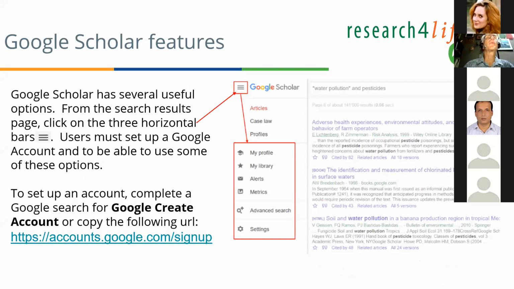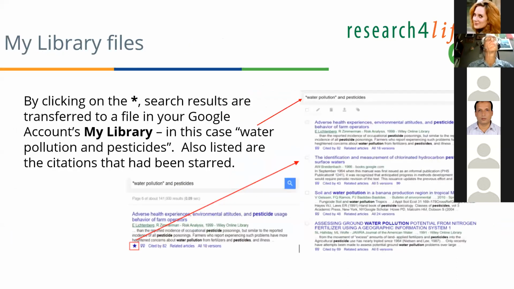Okay, you click on those 3 horizontal bars and this comes up. My profile, my library, alerts, metrics, advanced search, and settings. If you have Gmail, you may or may not have a Google account. Here is how you set up a Google account. You either copy that URL or do a Google search for Google, create account, and it will give you the instructions to set this up. Okay, what we are going to do now is look at some of these options.